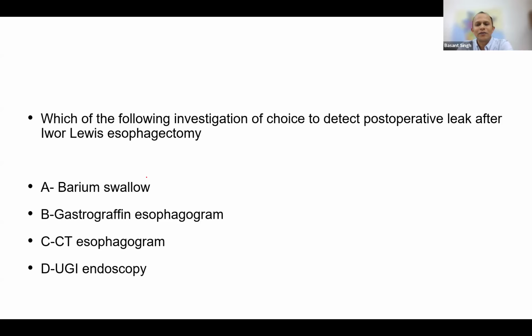But the worst scenario is not that we have to give contrast always. You do a CT scan, you will see other evidence of a leak. You will see some amount of gas, some amount of collection. So you'll know that this patient has a leak. It's not that you have to see a leak of contrast. That is why they say that you use this CT esophagogram.